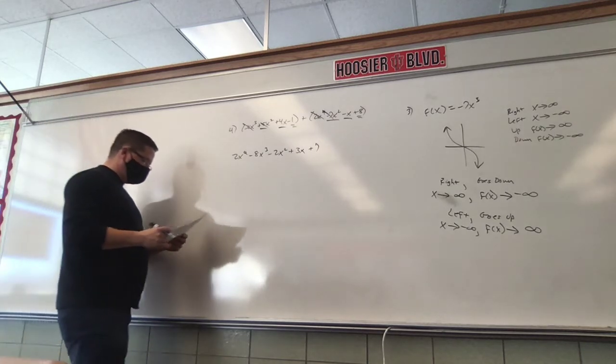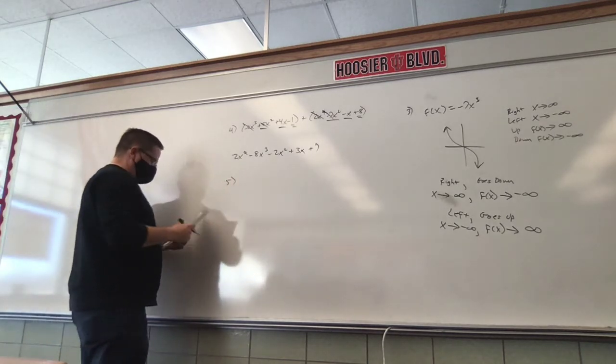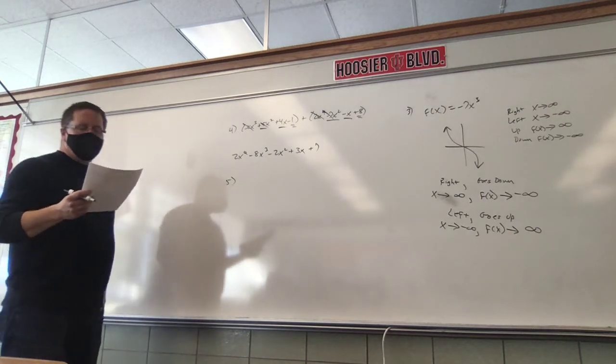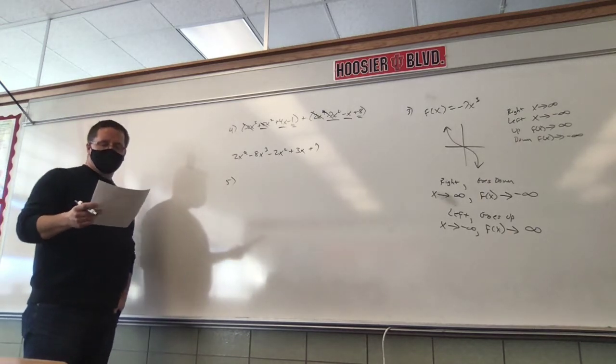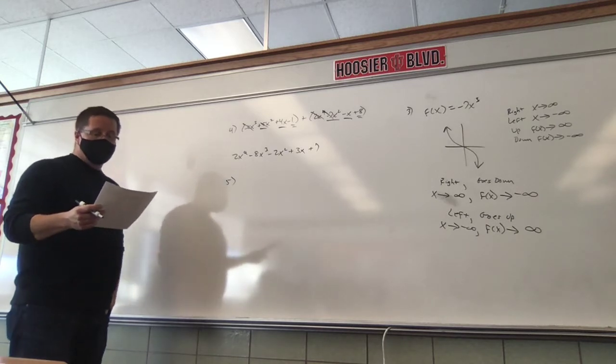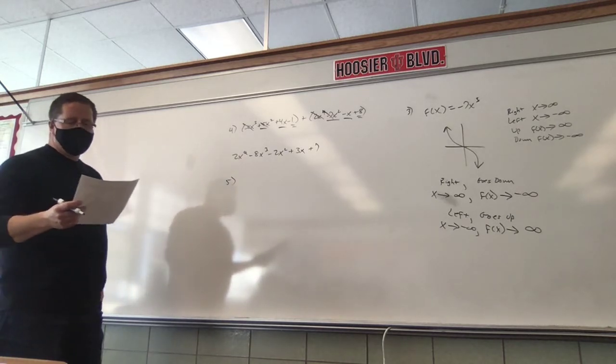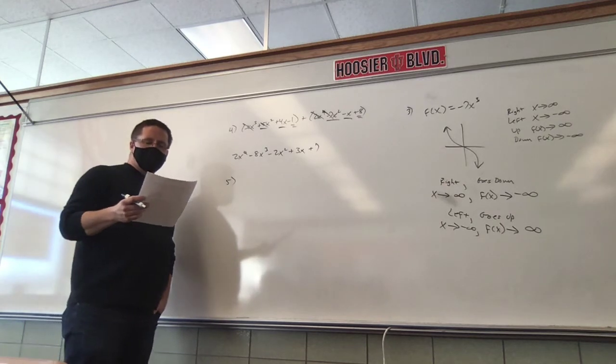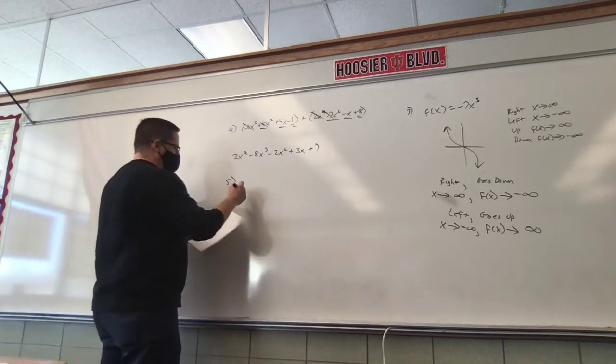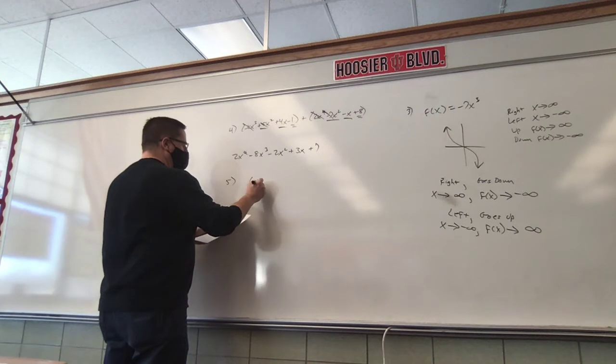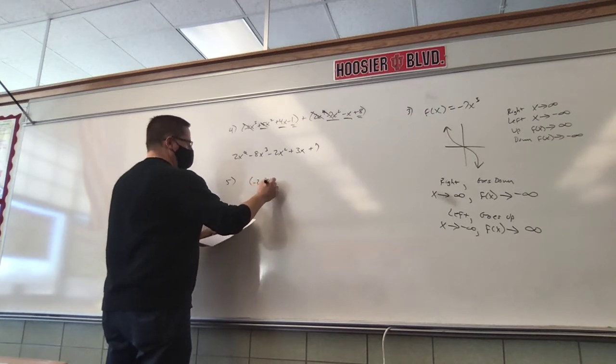Okay, number 5. Here's what I'm going to do. I'm not going to write down the original problem. I'm going to write down the first part of the problem, without the parentheses. Let me write that down just for a second: negative 2x squared plus 3x minus 7.